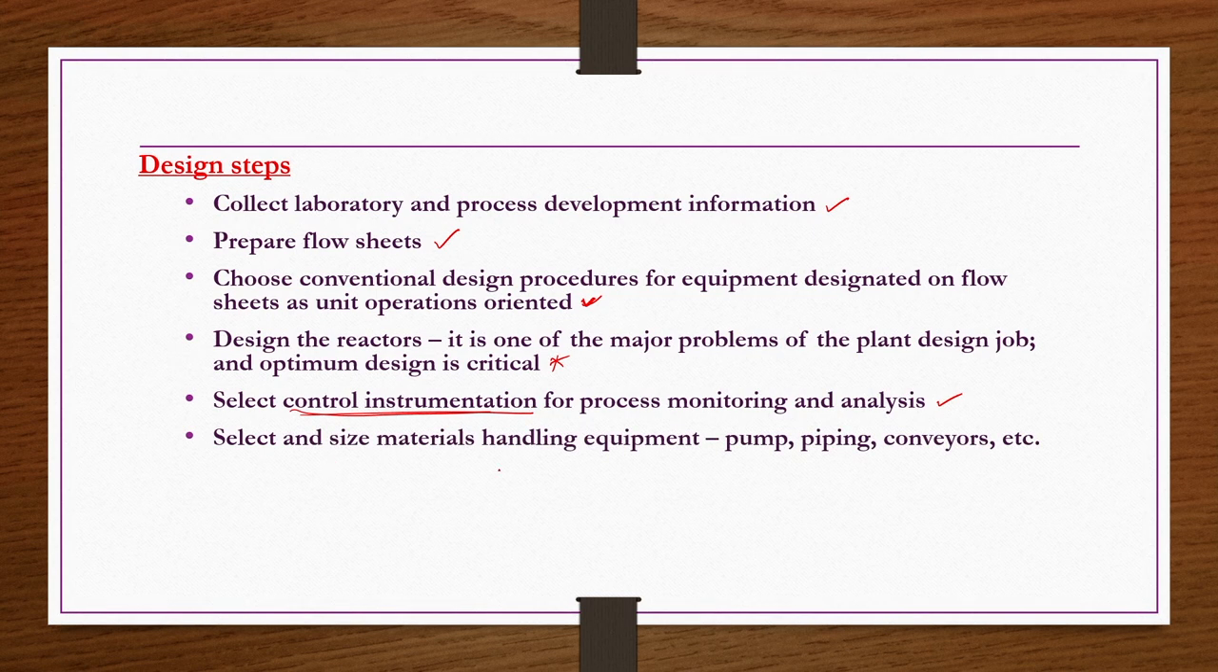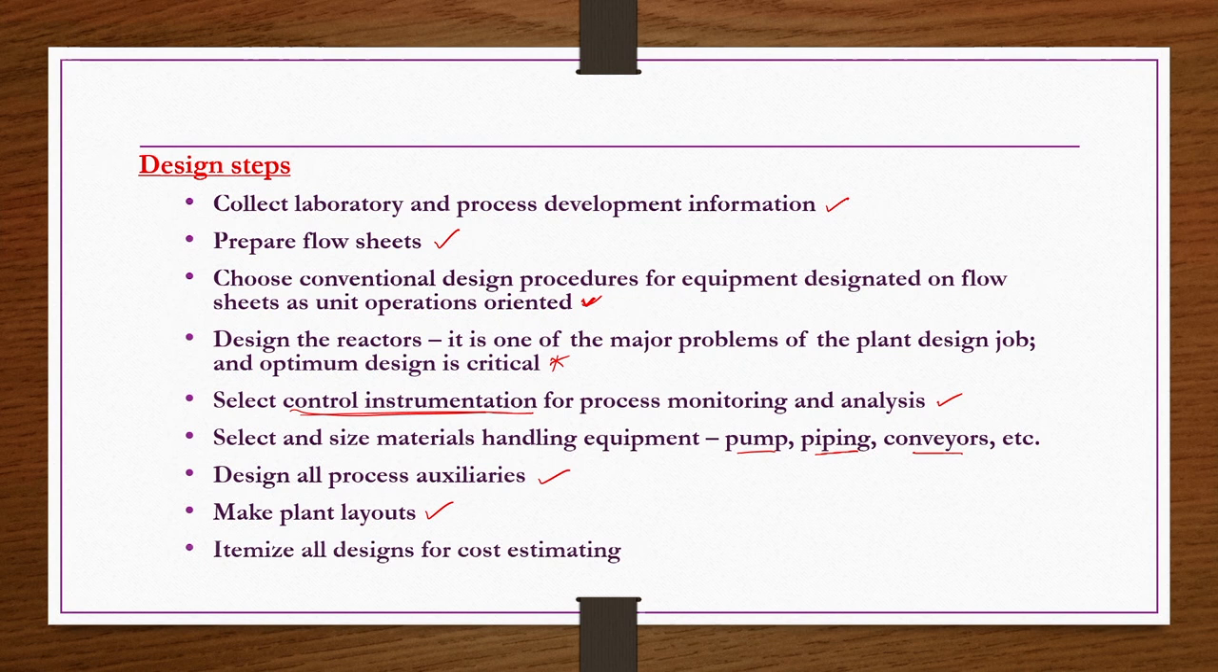Then select and size materials handling equipment like pumps, piping, conveyors, etc. Then design all process auxiliaries, then make plant layouts, then itemize all designs for cost estimating, etc.